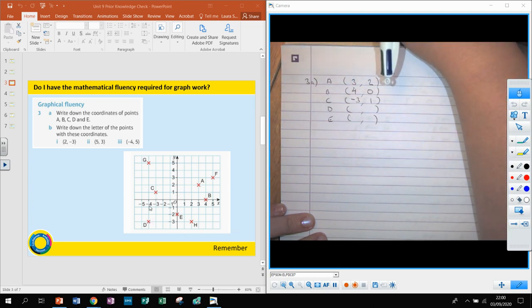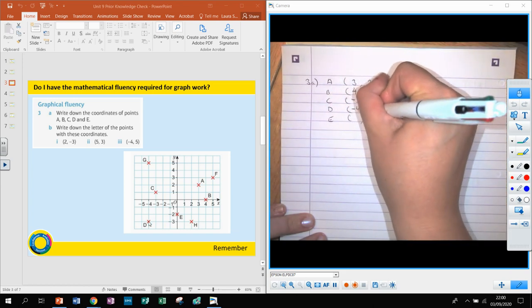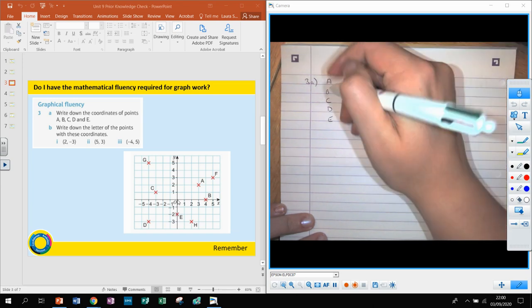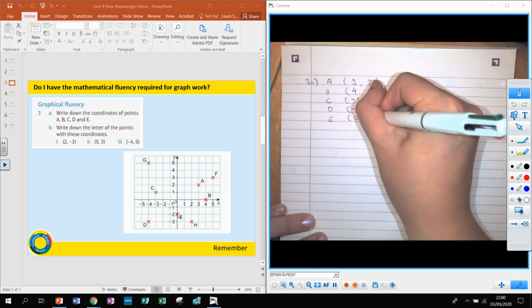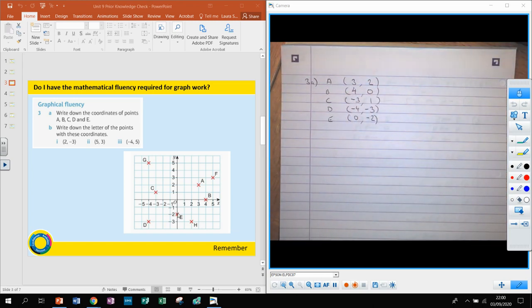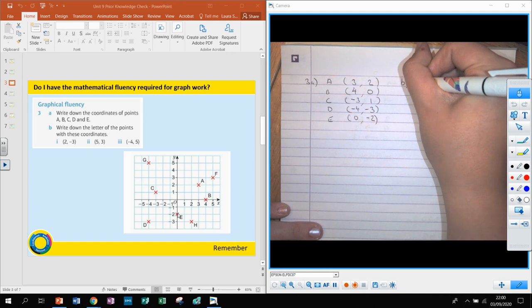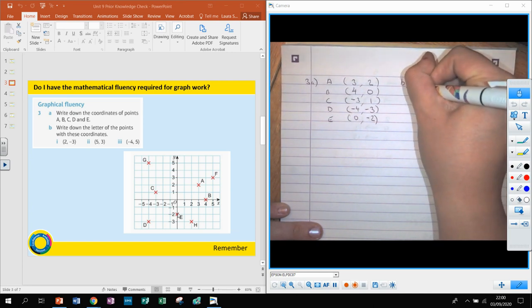For D, we're going left and then down, so that's (-4, 3). And finally for E, we aren't going across from the origin, so that is a 0. But we are moving down to -2, so that is (0, -2). So hopefully we've remembered that. Well done.